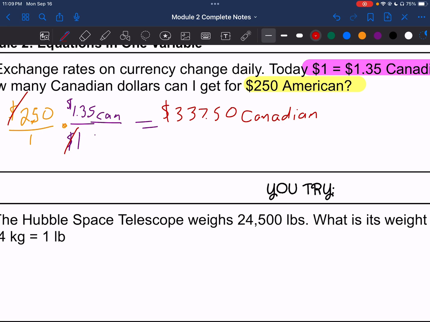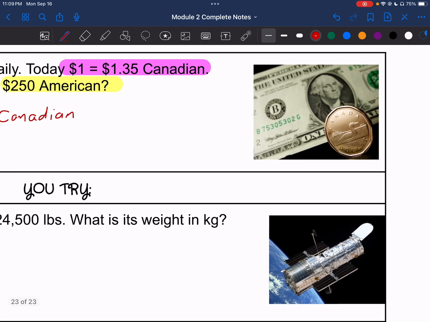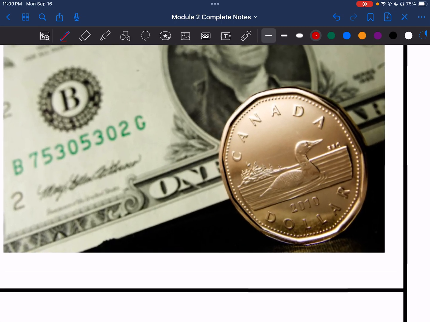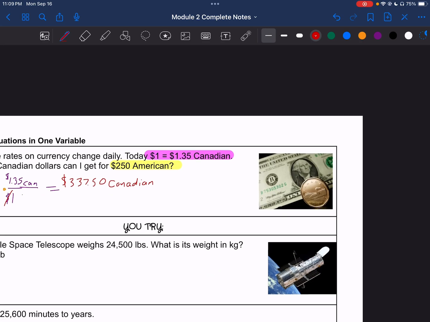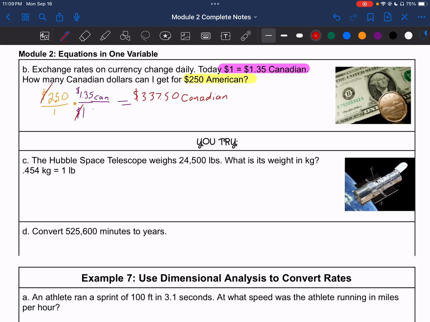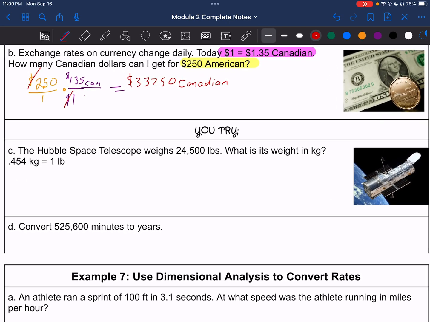Now, interestingly enough, the Canadians do not use paper bills for $1 denominations. They have a $1 coin, and it has a loon on it. So they call it a loonie. And then they have a $2 coin that they call a toonie. Interesting little cultural fact about our neighbors to the north, America's hat.